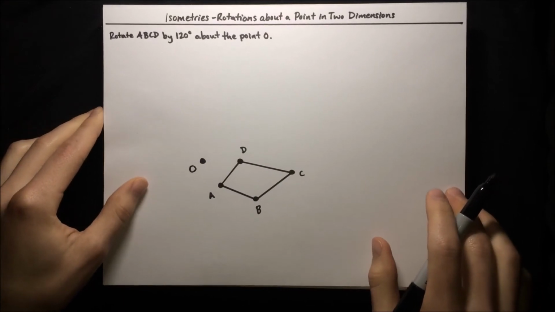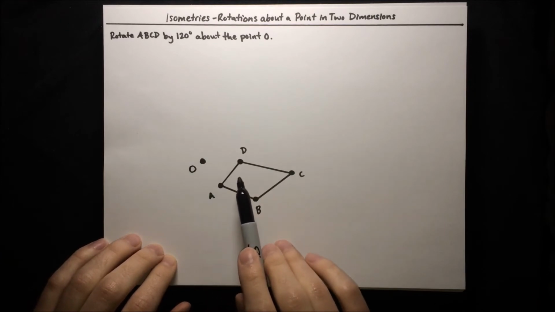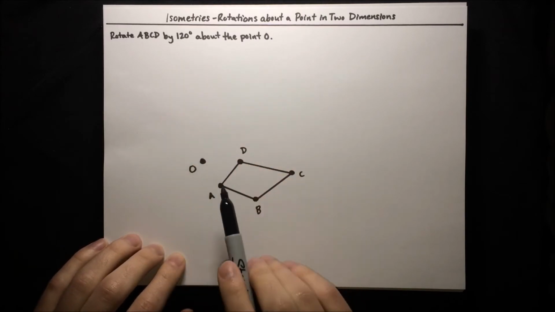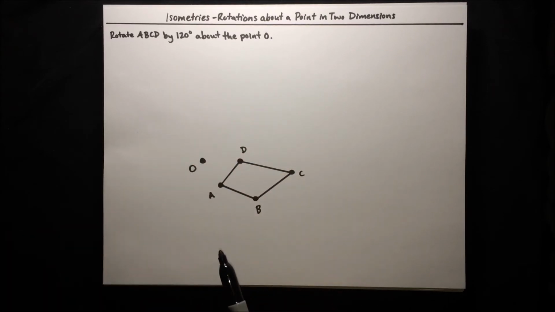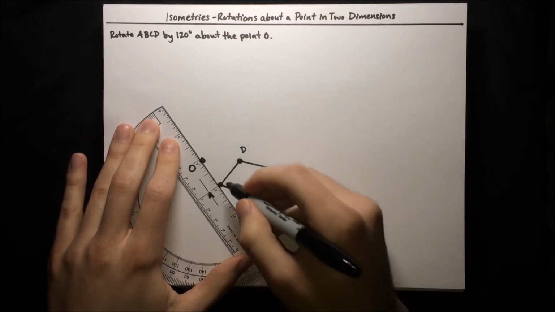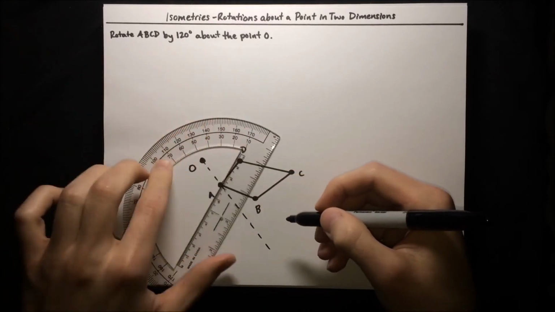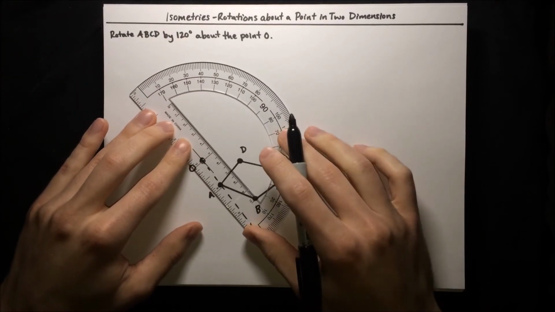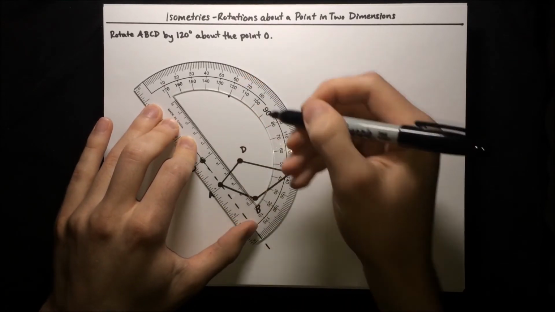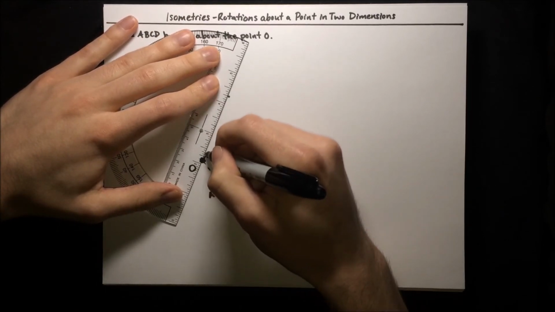Here's another example. We want to rotate ABCD by 120 degrees about the point O. So now we're dealing with a four-sided polygon, and we want to rotate it 120 degrees instead of 90 degrees. But the process is really just the same. We're going to rotate each one of these points by drawing an angle. So we'll start off with point A, draw a ray through A, and let's get a 120 degree angle here. So line that protractor up with the ray and go to 120 degrees and mark it off. And we'll put another ray through there.